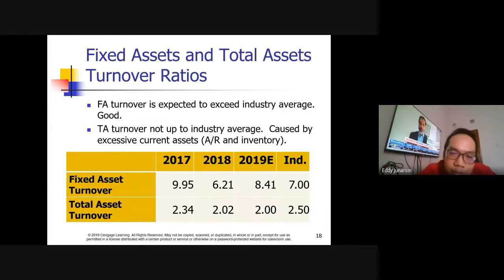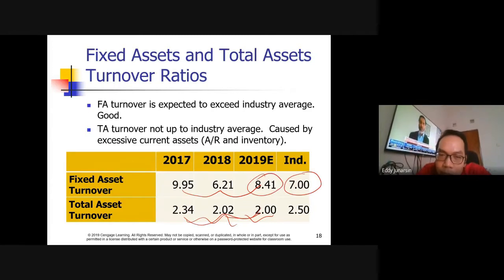Right? So we see here the trend going down and then increasing. Same here, going down and going down a bit again, right? Going down 2 years in a row. But you see the industry average here, 7. So in terms of fixed assets turnover, fixed assets management, we are not as efficient as the industry average. However, sorry, let me rephrase my statement. In terms of the fixed asset management, actually we are more efficient than the industry average.